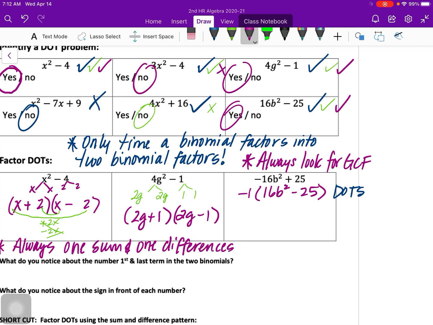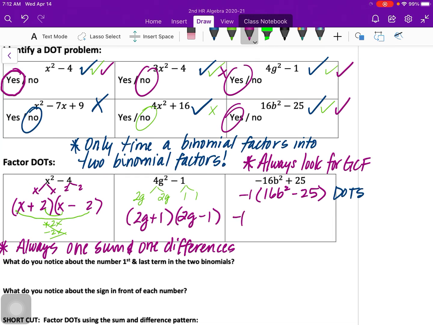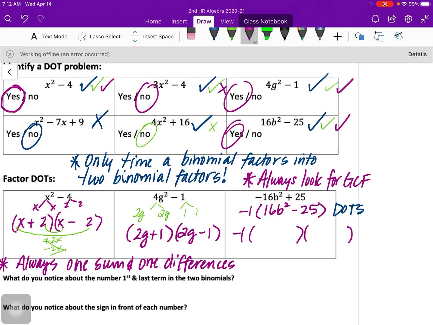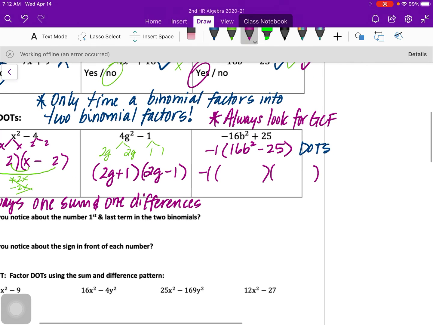Remember, you want to factor completely. So when you factor out your negative 1, don't throw it away. That is still one of your factors with your two remaining binomial factors. And then this factors into 4b plus 5 and 4b minus 5.